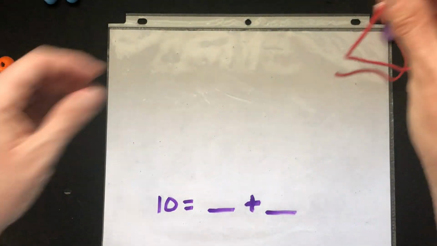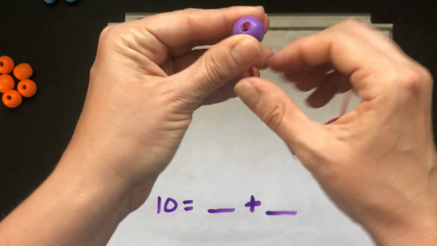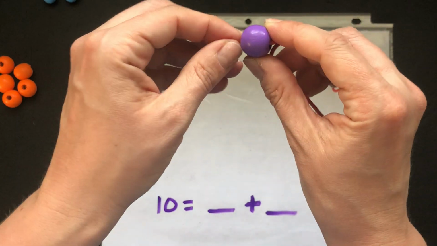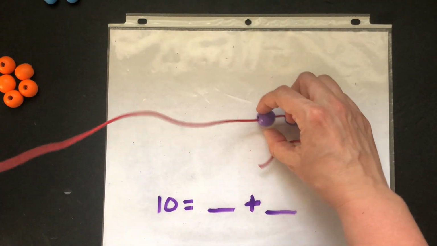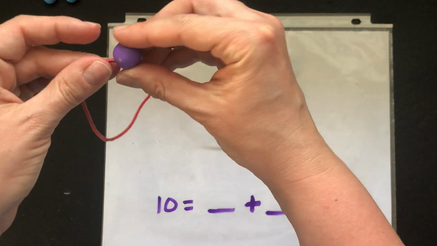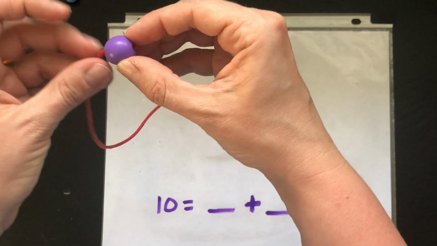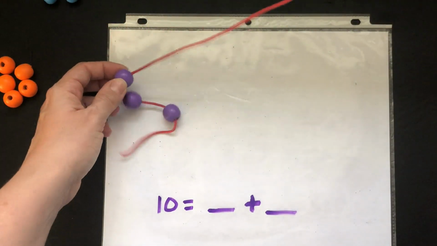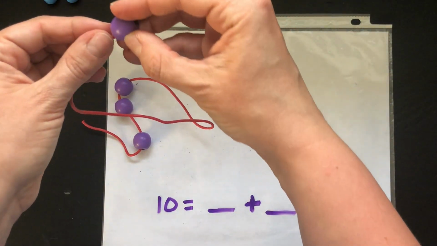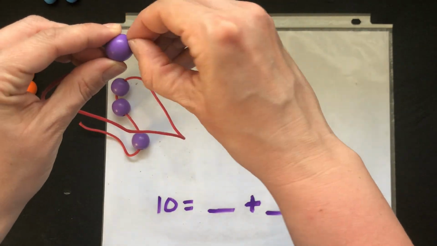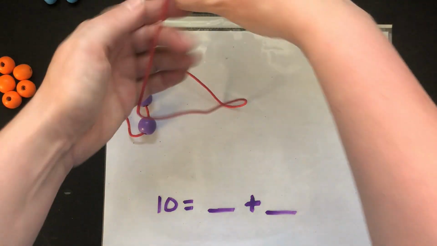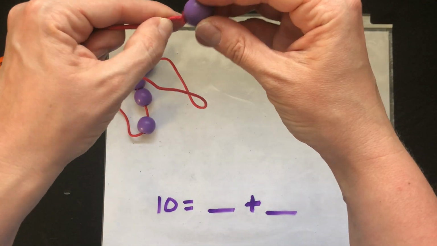I put 1 on. Here's 2. Sometimes they're hard to get through. There's 2 beads. Ready for 3 purple beads. 4 purple beads. And 5 purple beads.